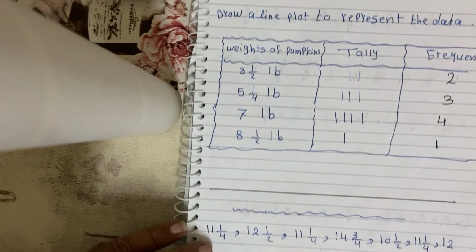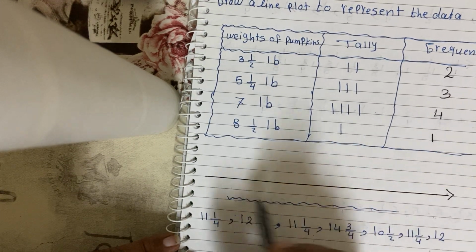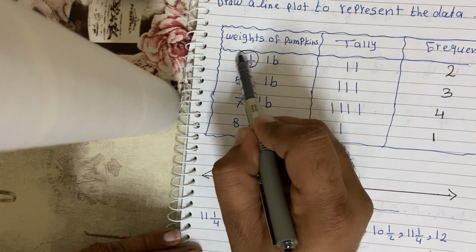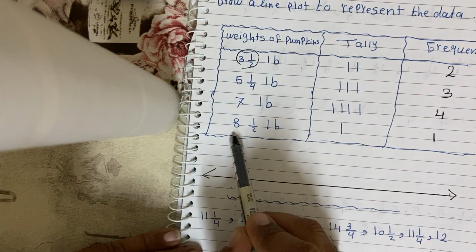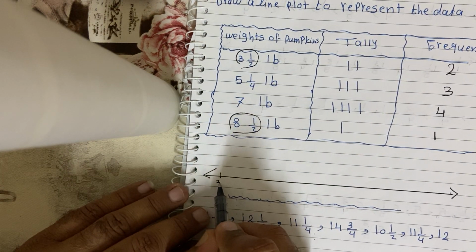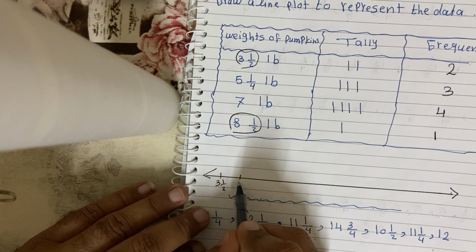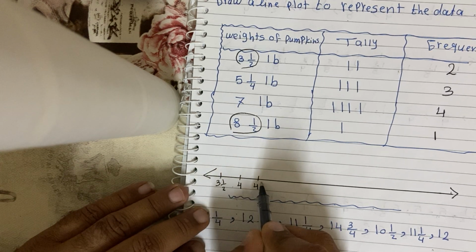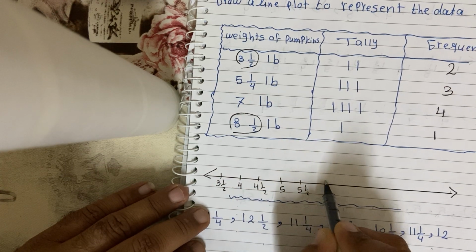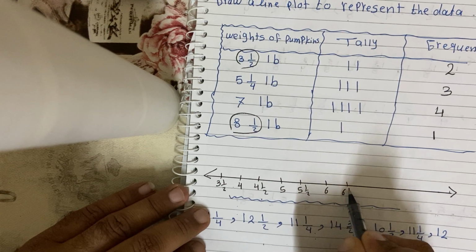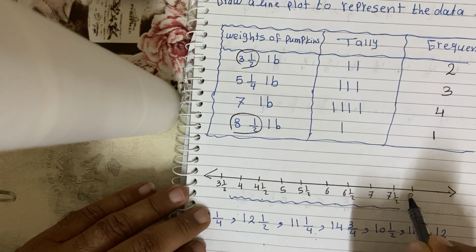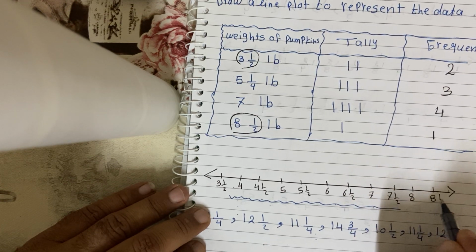And we need to choose the scale. The smallest number is 3.5, and the biggest number is 8.5. So start with 3.5. After 3.5, 4. After 4, 4.5. 5, 5.5. 6, 6.5. 7, 7.5. 8, 8.5.